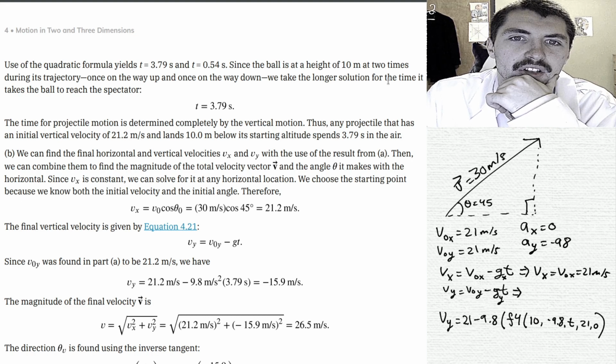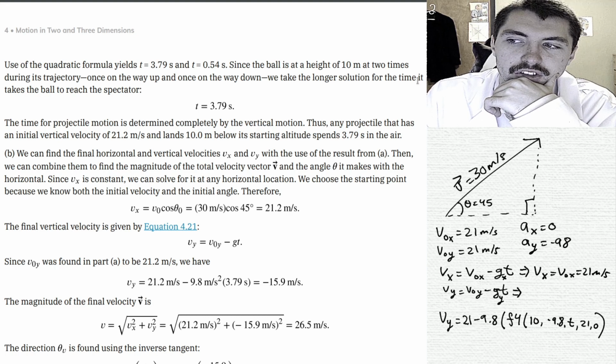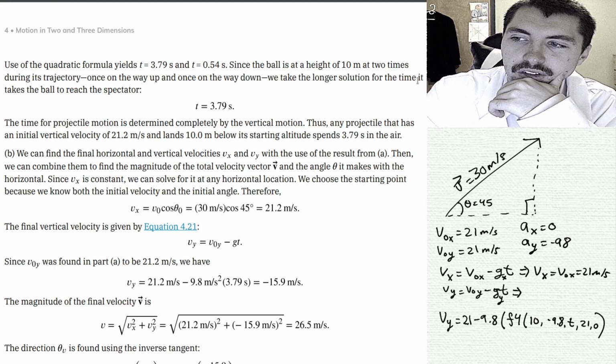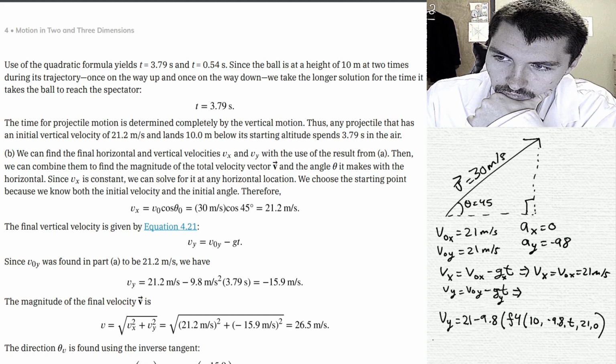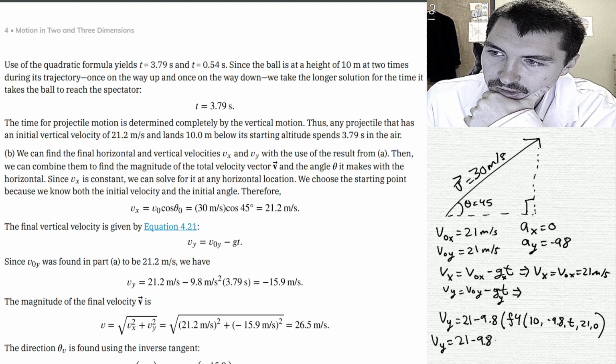Okay, so that makes sense. So it's going up 10 and then down to 10, so we use the longer time. Okay, so that makes sense. So we're using the max. Vy is 21 minus 9.8 times the max.